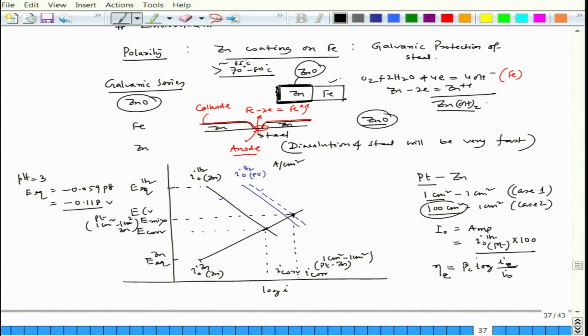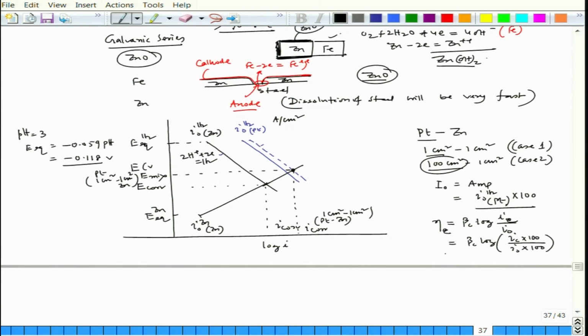And here I C is basically, for this cathodic reaction, when it is getting polarized, we are putting that I C value. Now, this is small i, which is current density. If we want to convert into capital I, which is current, I multiply I C by 100 I 0 hydrogen into 100. So, here it is capital I, current.